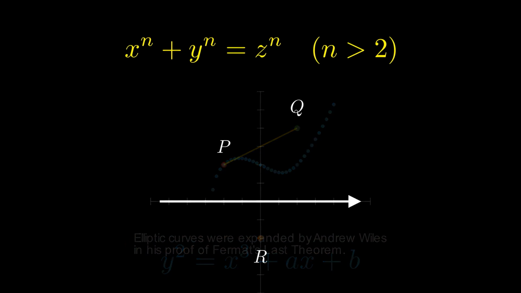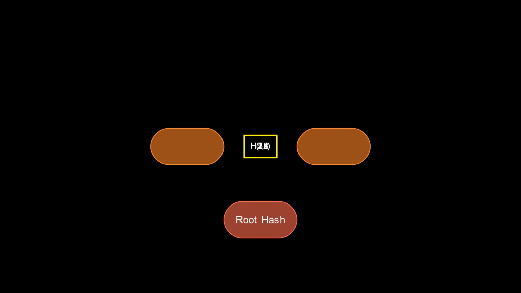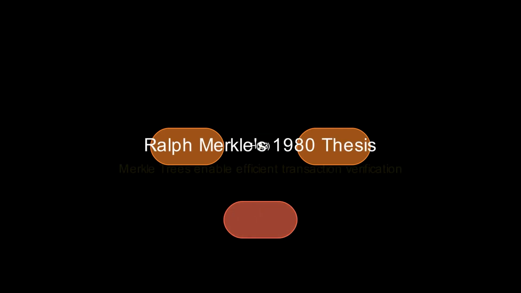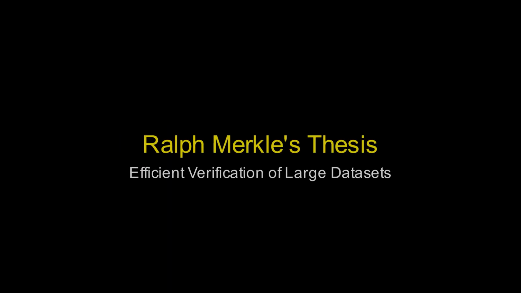Merkle trees enable efficient transaction verification. Each transaction is hashed, and pairs combine to form parent nodes, culminating in a root hash. Verifying a single transaction requires checking only a logarithmic number of hashes. This hierarchical structure ensures that even a small change in one transaction cascades through the tree, altering the root hash entirely. This efficiency, based on binary tree properties, was formalized by Ralph Merkle in his 1980 thesis.